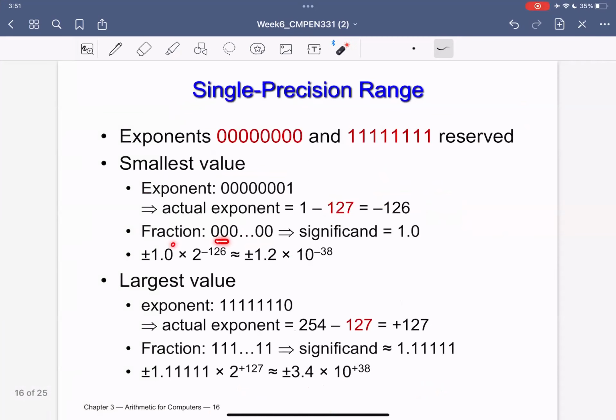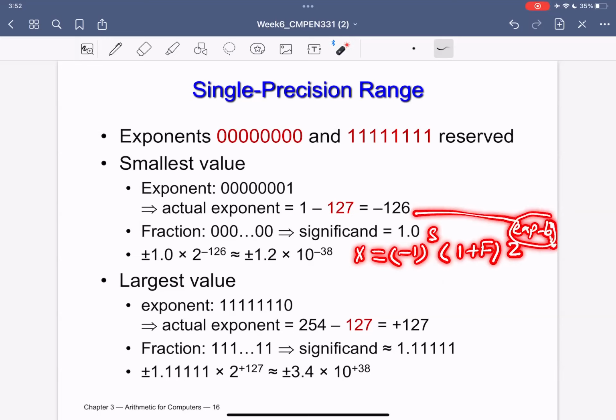So the smallest fraction is all zeros. Okay, so now I need to build my number. So it is x equal to minus 1 to the power of the sign, and then multiplied by 1 plus the fraction, multiplied by 2 to the power of exponent minus the bias, correct?